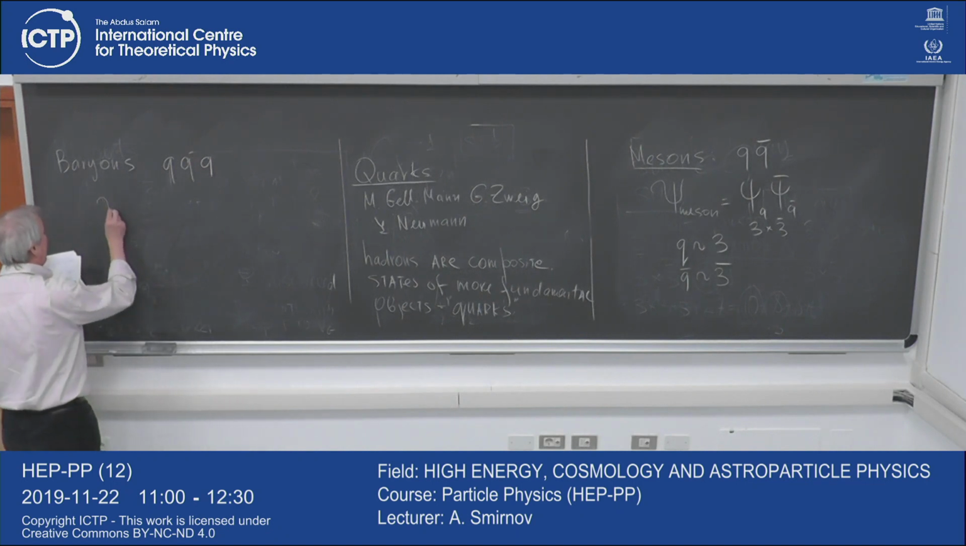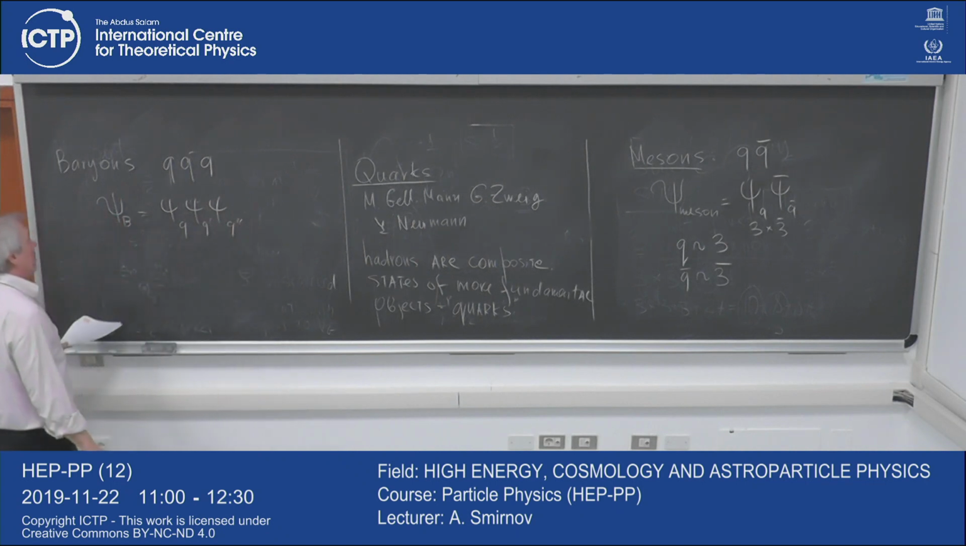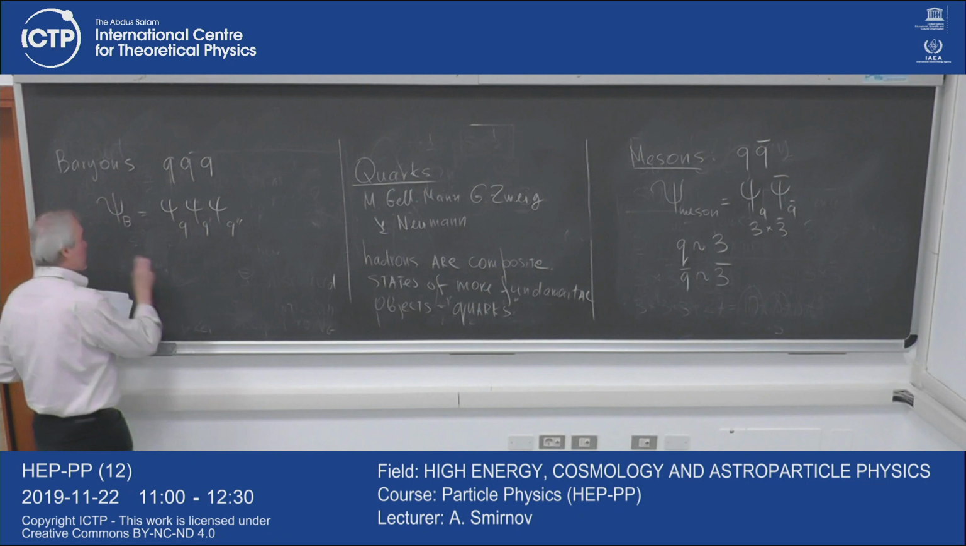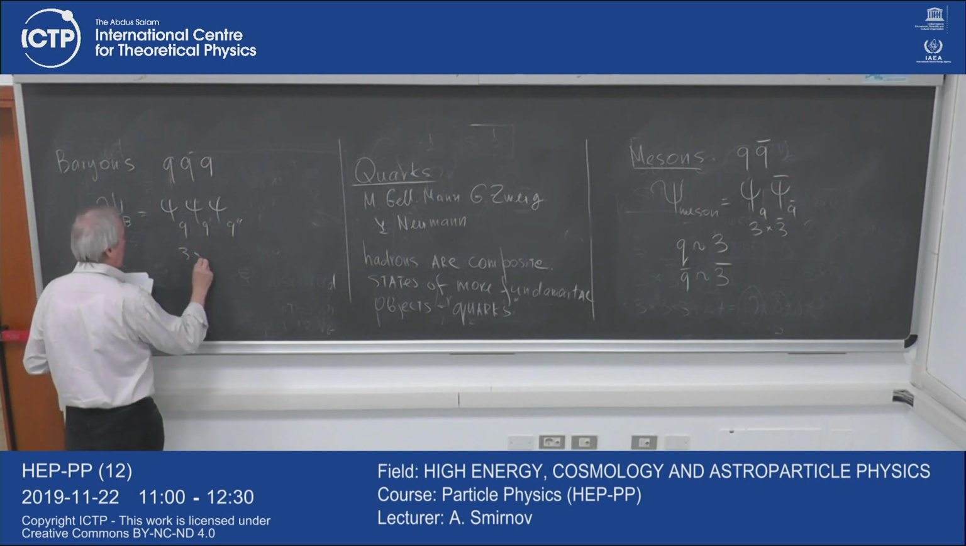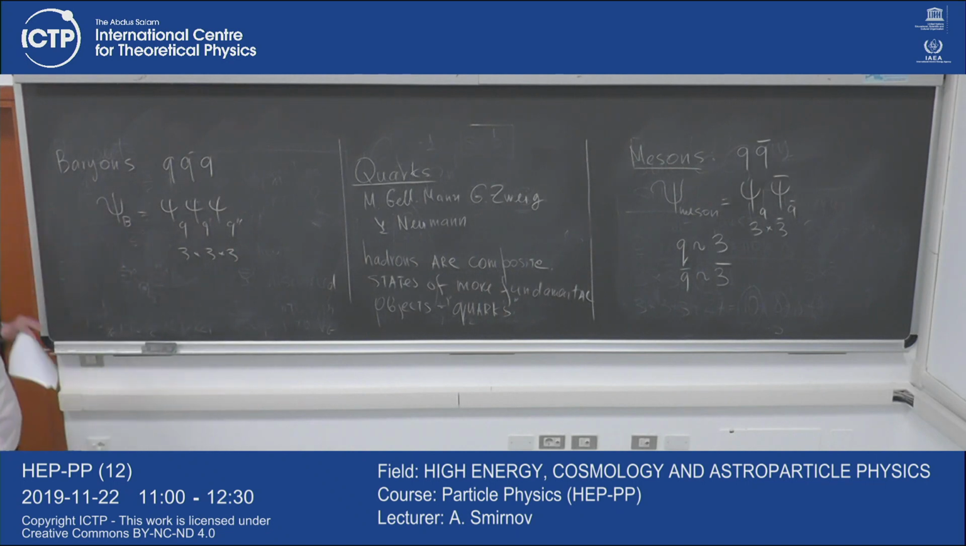And so the wave function of a baryon is the product of 3 wave functions of quarks, and therefore they transform as 3 times 3 times 3, and among these products we have irreducible representation 8 and representation 10 and singlets.